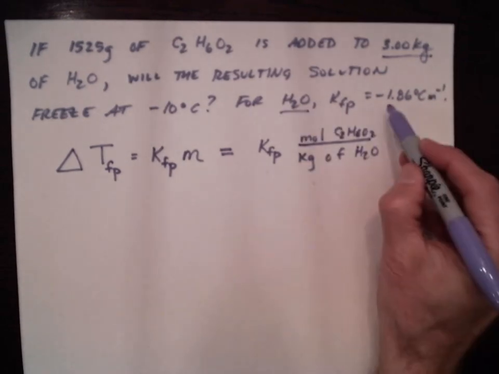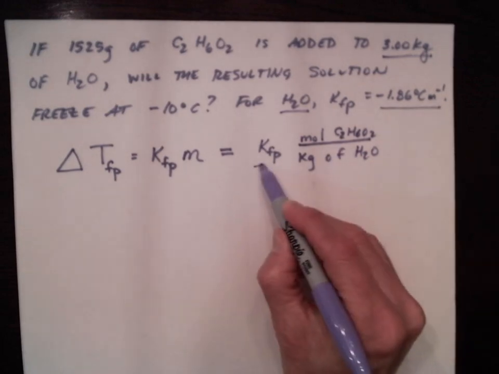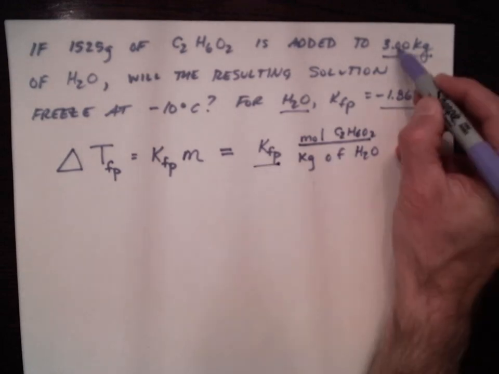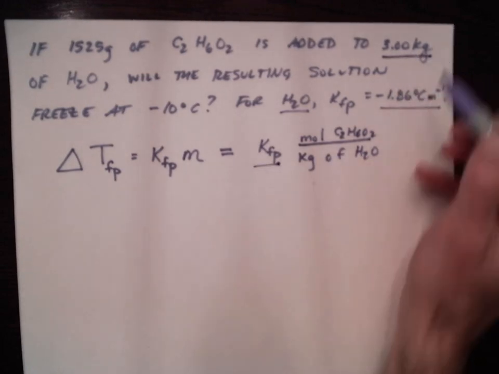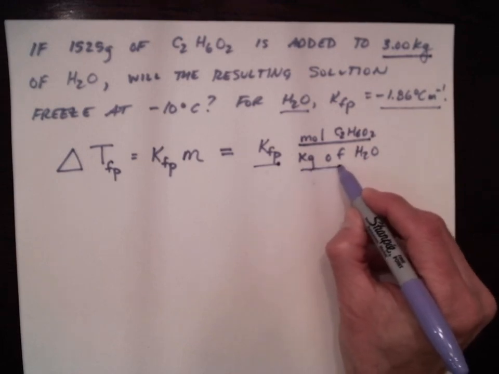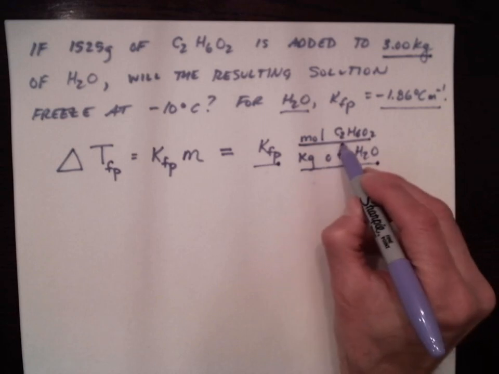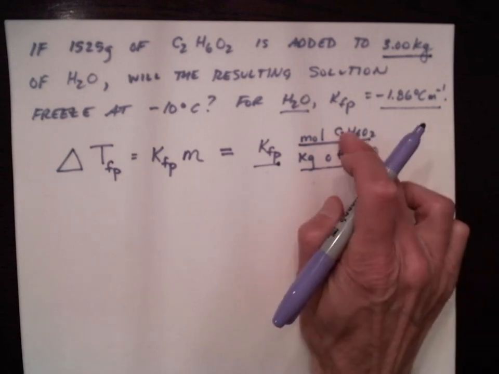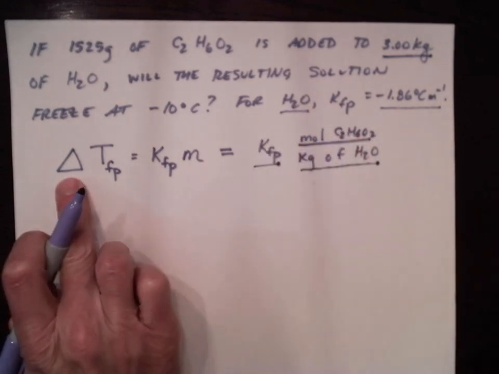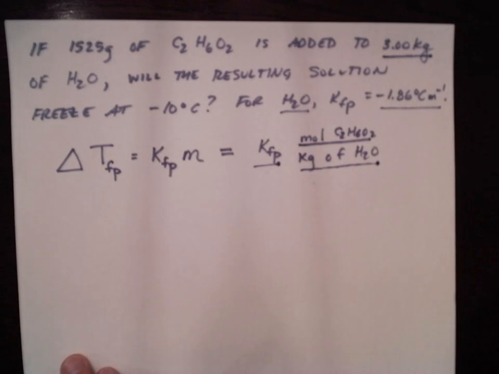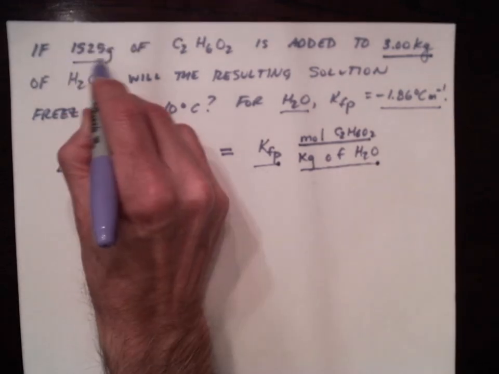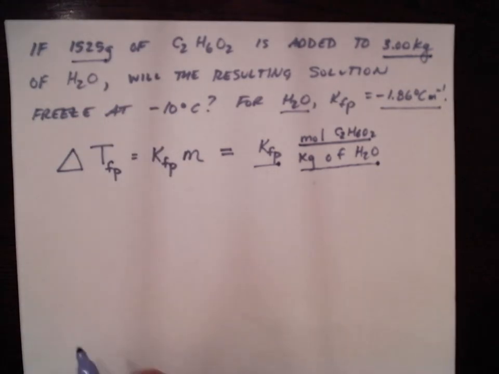Okay, I know I can plug in the freezing point depression constant here. I know I can throw in the 3 kilograms for the kilograms of the solvent. I just need to find the moles of ethylene glycol, and then we'll be able to calculate the change in temperature of the freezing point. So I've got to figure out moles of ethylene glycol. I have grams, so we need to know the molar mass.